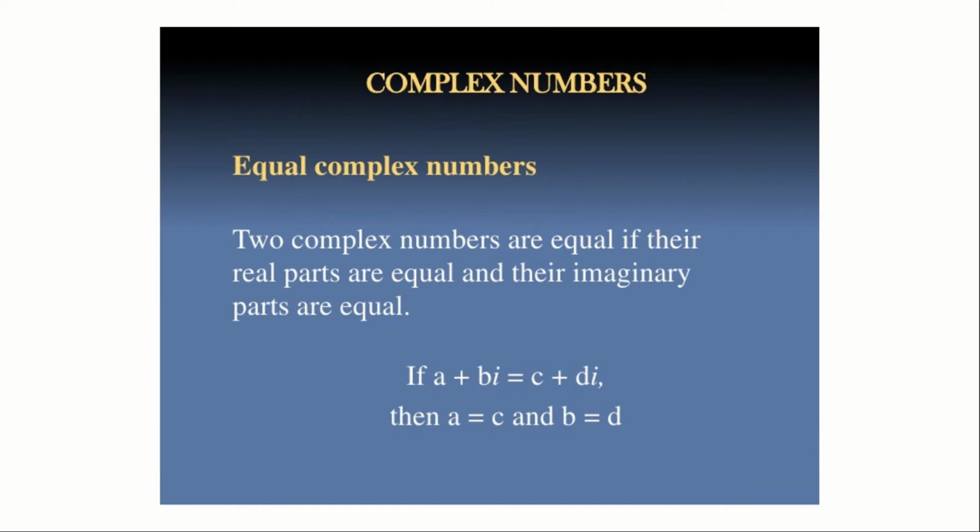Equal complex numbers. Two complex numbers are equal if their real parts are equal and the imaginary parts are equal. I have already told you. If we consider two complex numbers, one is a plus bi and the other is c plus di, we can say a plus bi is equal to c plus di only and only if a is equal to c and b is equal to d. If a and c and b and d are not equal, then these two complex numbers will never become equal. So this is the condition of equal complex numbers.